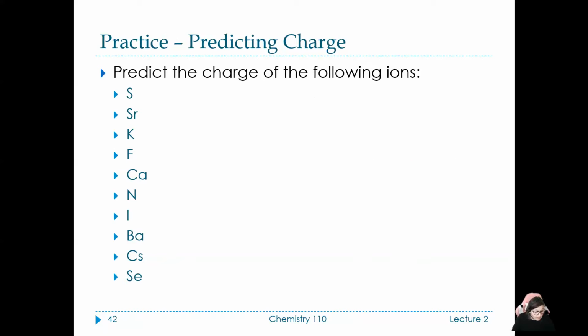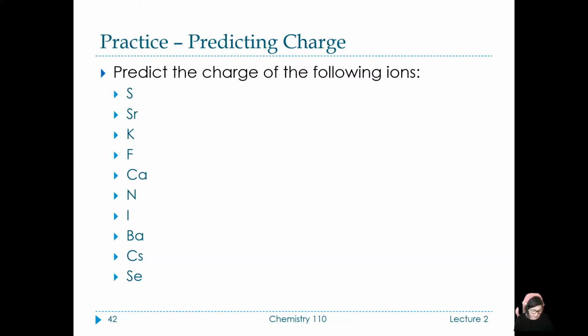Sr is down here. It's number 38. It's in group 2A, so it's a metal. It wants to lose electrons to be like the nearest noble gas. The nearest noble gas is krypton. In order to do that, it has to lose 2 electrons because it's in group 2A. So Sr2+.